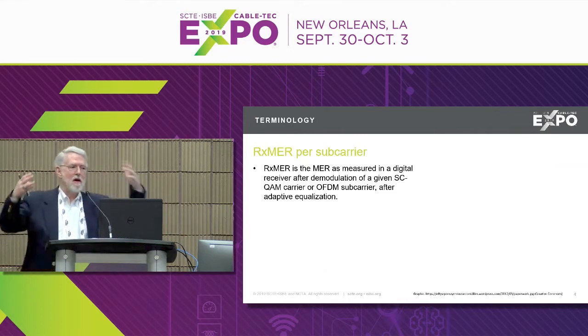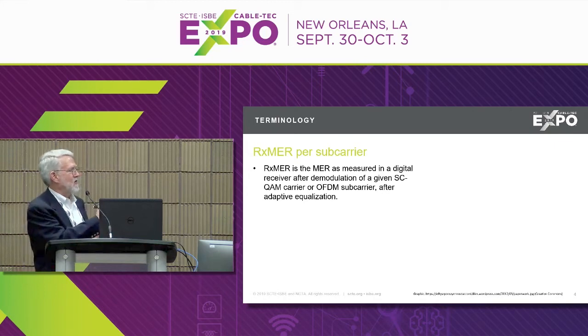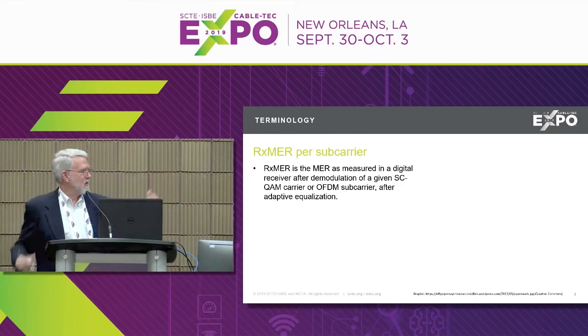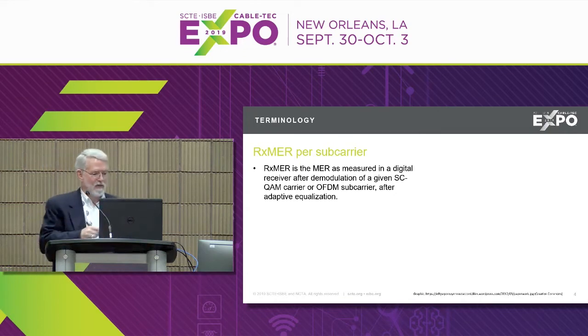Now, you've heard me use RxMER and MER. What's the difference? Well, MER is modulation error ratio. RxMER is receive modulation error ratio. Receive modulation error ratio, receive MER, is the MER measured in a digital receiver, so that could be the demodulator circuitry or receiver circuitry in a cable modem or digital set-top, or the upstream line card circuitry. So it's after demodulation of an individual single carrier QAM signal or an OFDM subcarrier after adaptive equalization.